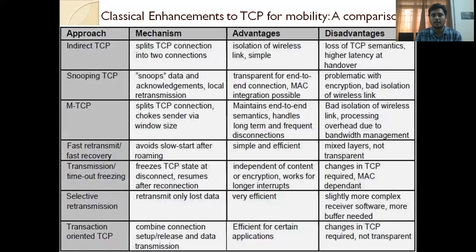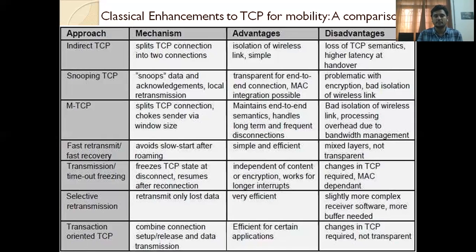Coming to fast retransmission and fast recovery, it avoids slow start after roaming. The advantage is that it is simple and efficient, and the disadvantage is mixed layers, not transparent. Coming to timeout freezing, here it freezes the TCP state at disconnect and resumes after reconnection. The advantages are that it is independent of content or encryption and works for longer interrupts.